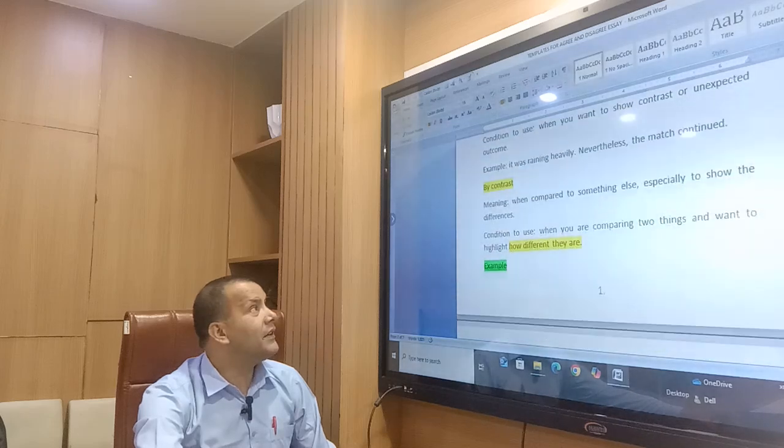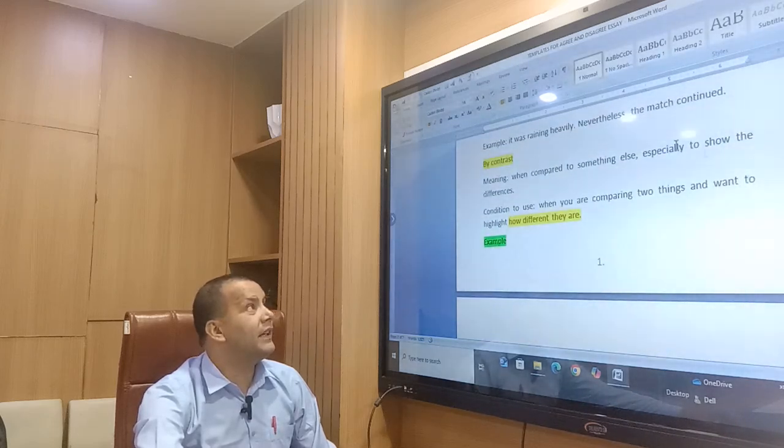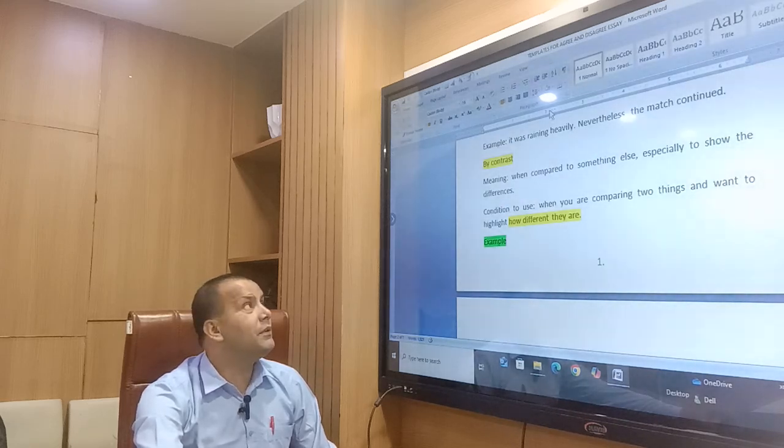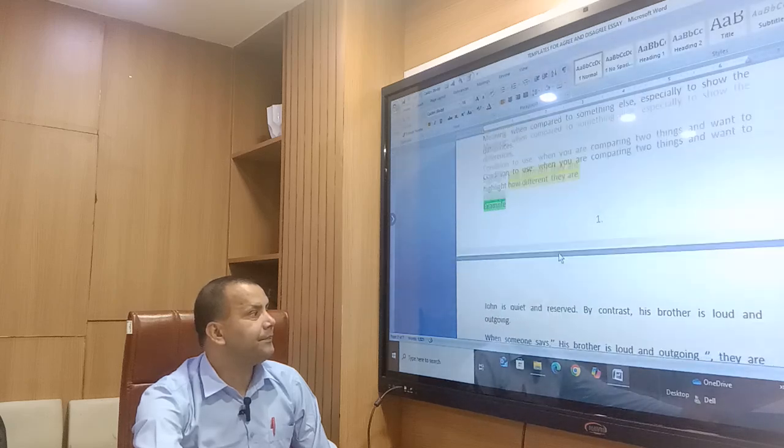Next, by contrast. By contrast means, okay, when we compare to something else, especially to show the differences. Differences फरक छुट्याउनको लागि we have to use by contrast. Okay. Now example.